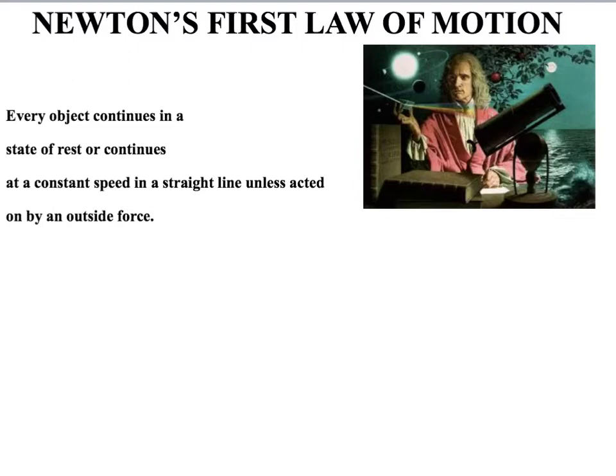So, Newton's first law of motion, the law of inertia, can be stated like this: every object continues in a state of rest, or continues at a constant speed in a straight line unless acted on by an outside force. Now hopefully some of that sounds familiar from our discussion of force in Unit 3. Remember how we said that an object could be in equilibrium if the sum of forces acting on that object is 0 newtons? And we said that object was in equilibrium.